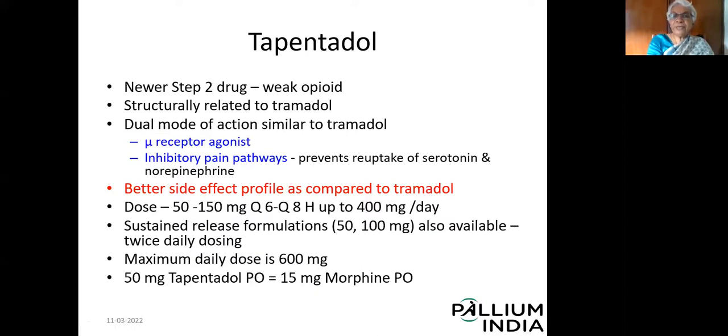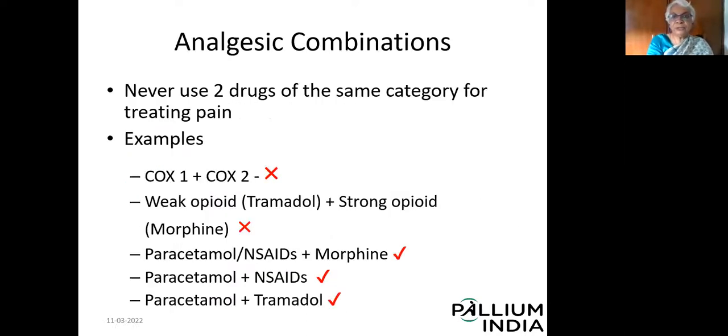The other step 2 drug that is commonly used is tapentadol. It is also, like I said, a weak opioid structurally related to tramadol, and like tramadol, it also has the same dual method of action. But its side effect profile could be a little better. The dose is 50 to 150 mg. You can go up to even 600 mg per day. Tapentadol per orally is equivalent to 50 mg of morphine per orally. And you can also give it twice daily. Sustained release formulations are also available.